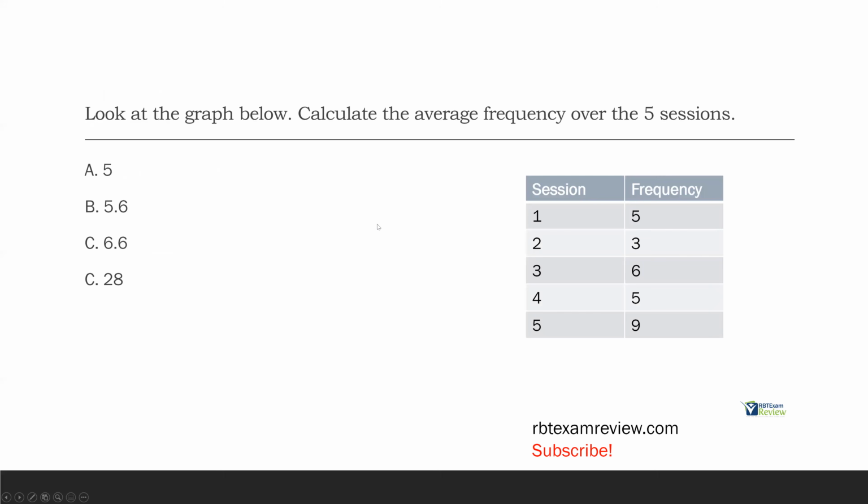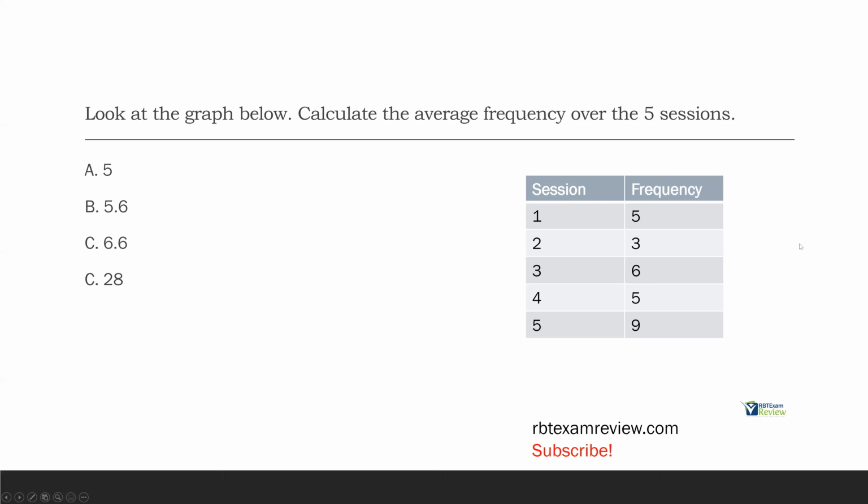Look at the graph below. Calculate the average frequency over the 5 sessions. I always say this, you have to know averages, you have to know totals, okay? How do we find averages? We take all of our data points, add them together, and then divide by the total number of data points. So in this case, we have 5 sessions. Those are our data points. And we have our data.